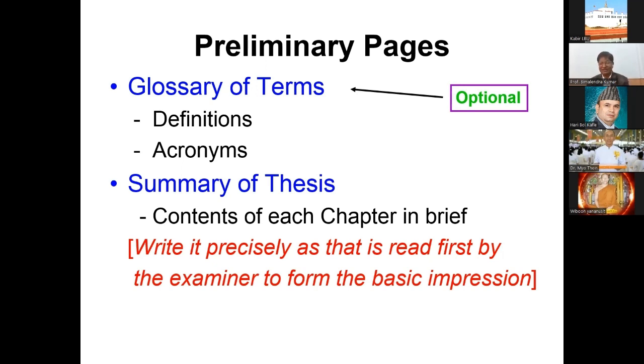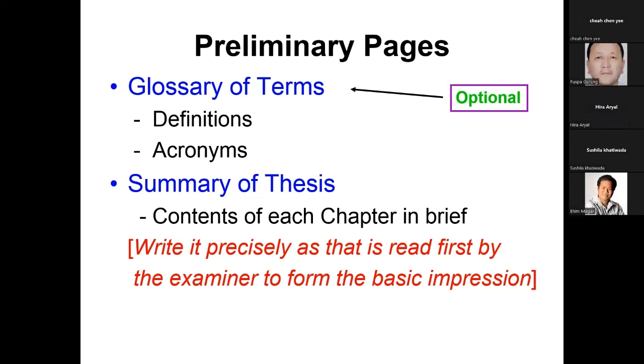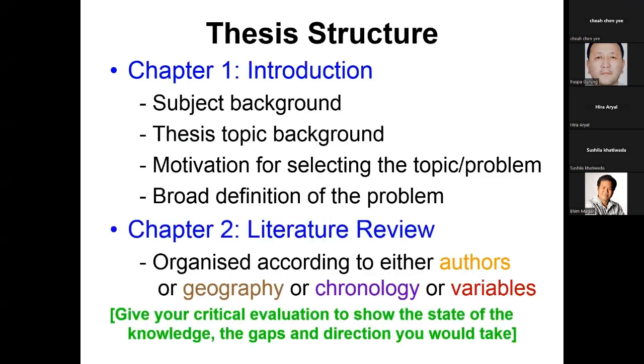Then the summary of the thesis, the contents of each chapter in brief. So it depends upon the style or guidelines of the university, what the order of writing the summary of the chapters is. There are generally 6 chapters in a thesis. You have to write them down in a very brief manner in those pages.